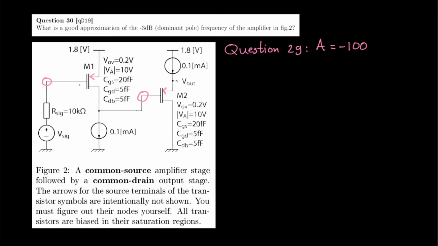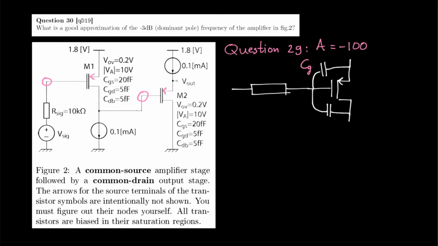And due to this large inverting gain, the Miller effect will have a very significant effect on the equivalent capacitance in this node. So therefore, it's most likely that this node is going to be the one that's responsible for the dominant pole. So let's make a small drawing of all the capacitances that are seen from that node.